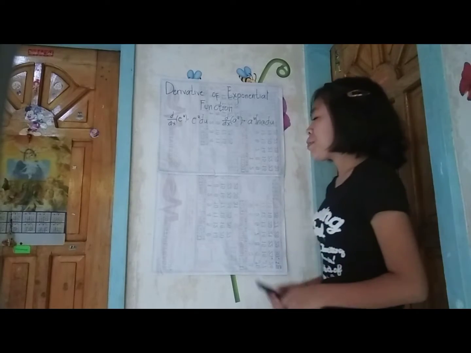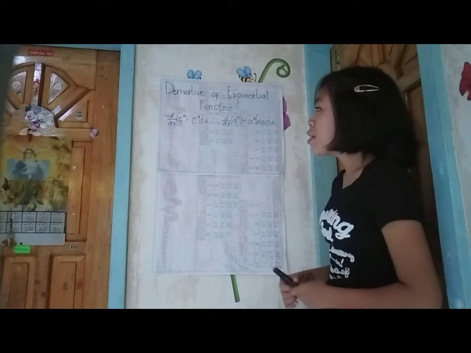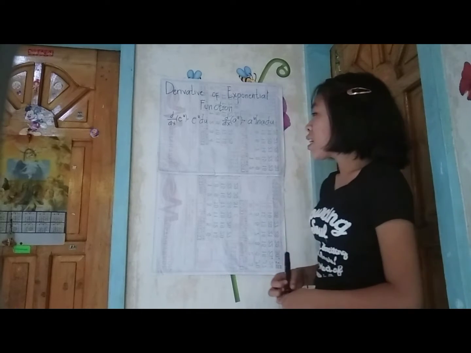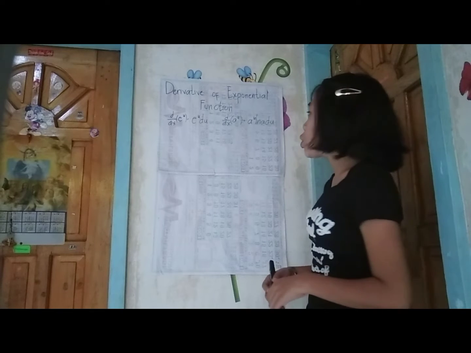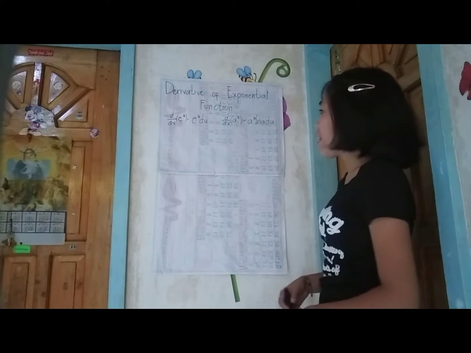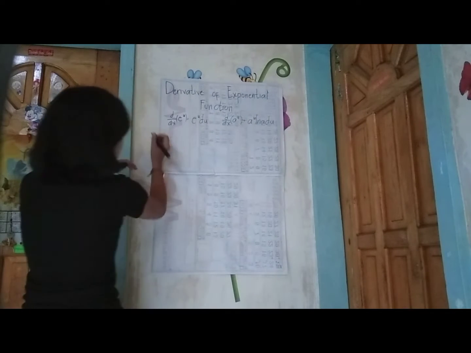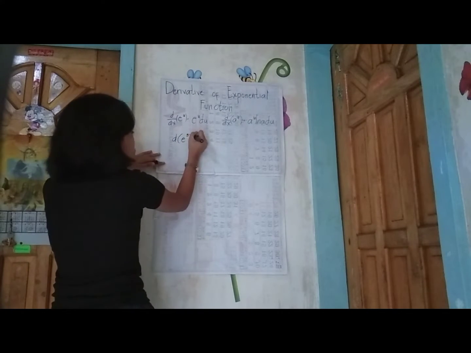Next is the derivative of exponential function. But before we go to our example, these are our formulas. The derivative of e raised to u is equal to e raised to u multiplied to the derivative of u, and the derivative of a raised to u is equal to a raised to u ln a multiplied to the derivative of u.